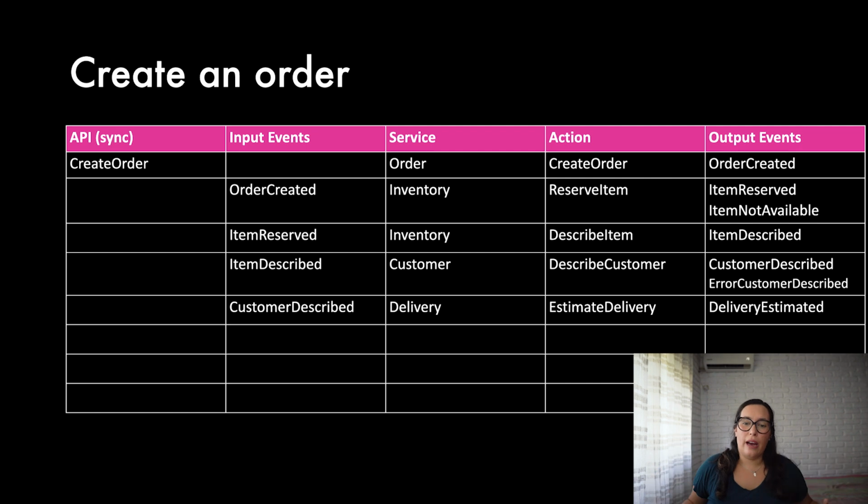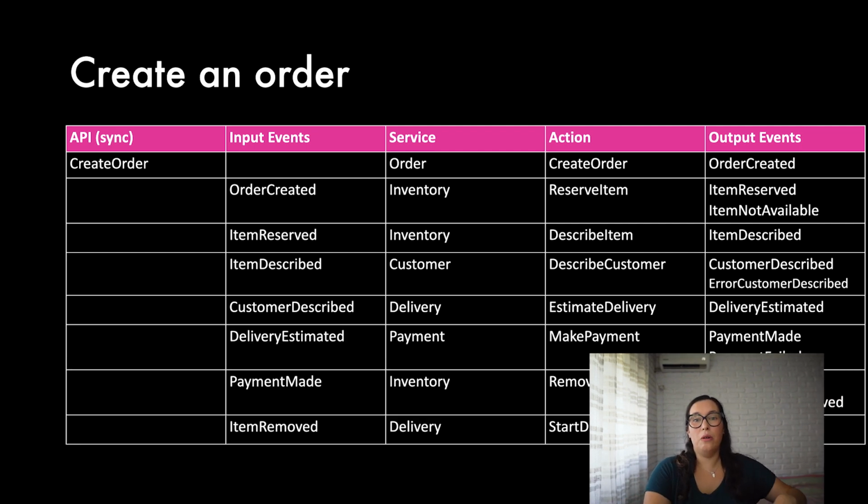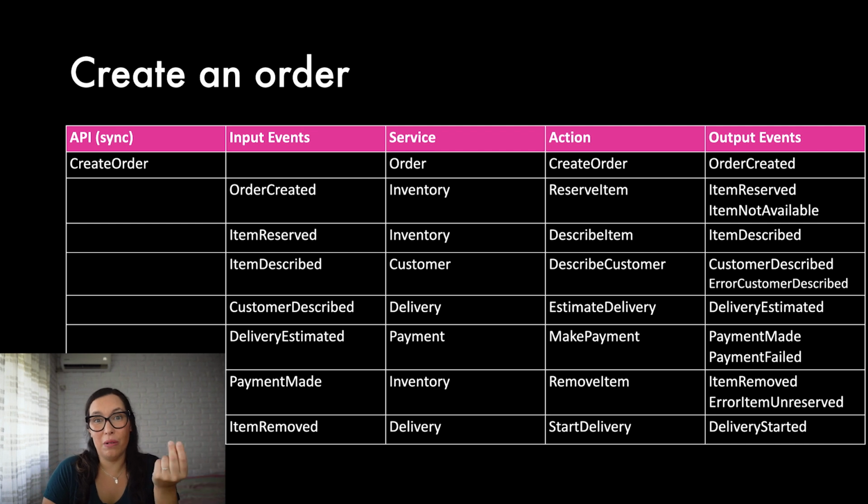And now that we have the customer and we have the item information, we can estimate the delivery cost, and that's done by the address of the customer. Maybe we have the weight of the product. I don't know. All this information you need, and we estimate the delivery. Then we make the payment. Now we have the amount of money that the customer needs to pay, so we make the payment and we remove the item from the database.